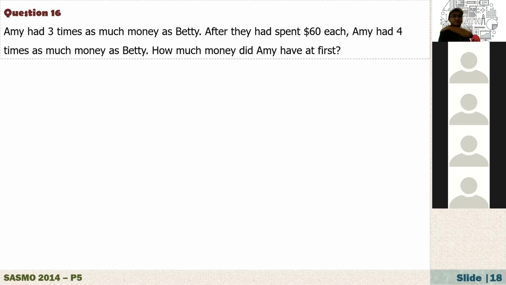Ismail, read the question. Okay. Amy had 3 times as much money as Betty. After they had spent $60 each, Amy had 4 times as much money as Betty. How much money did Amy have at first? Can I answer? Yes, what is the answer, Ismail? $180. Yes. 180. Aiden, how about your answer? Same?